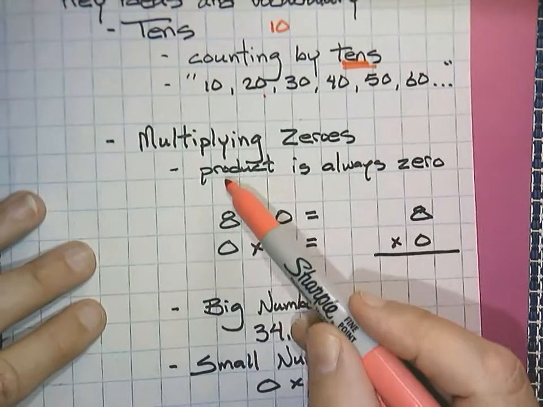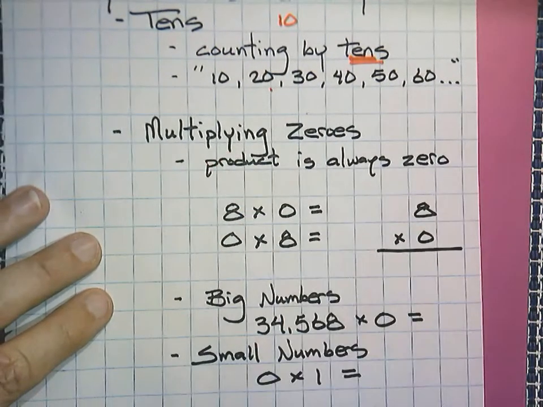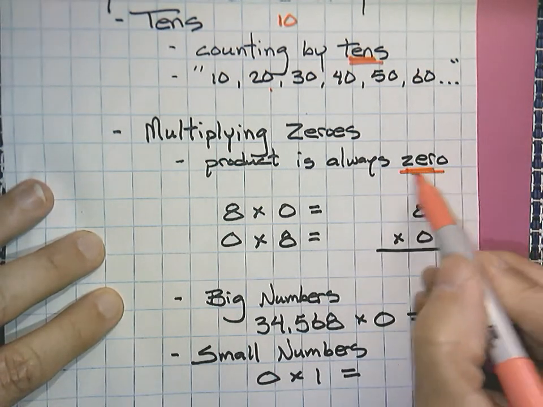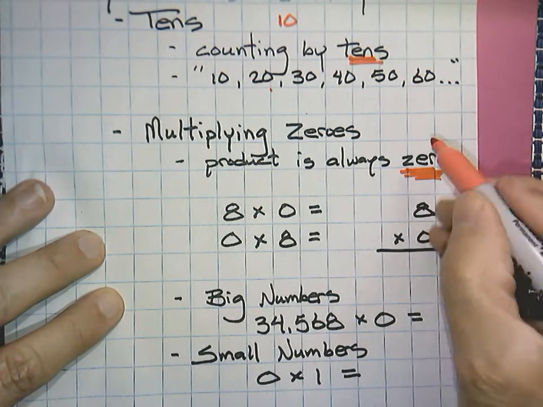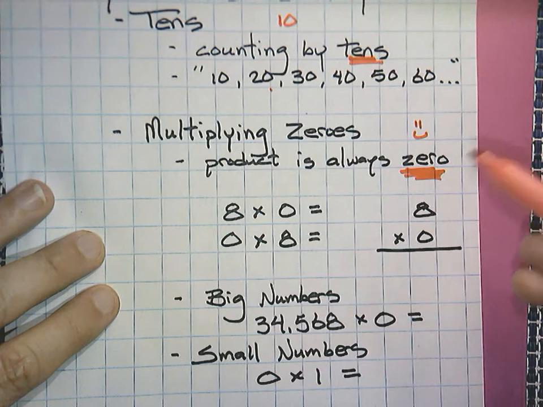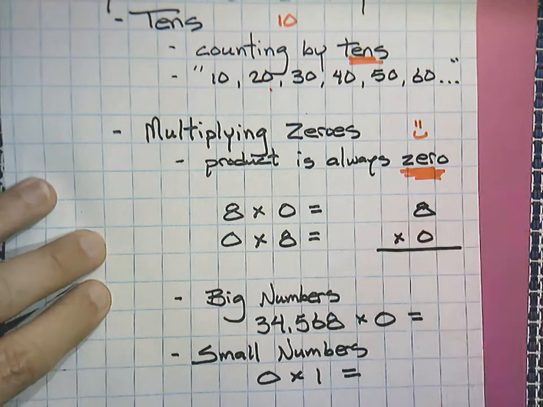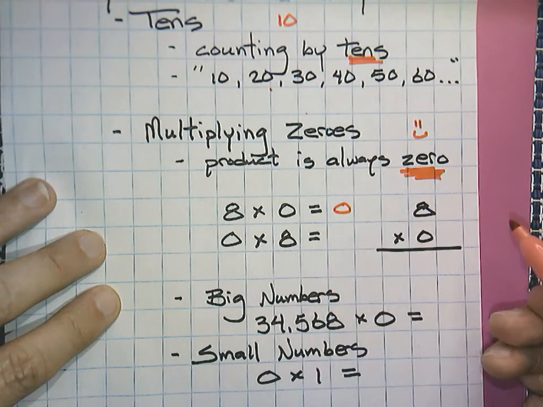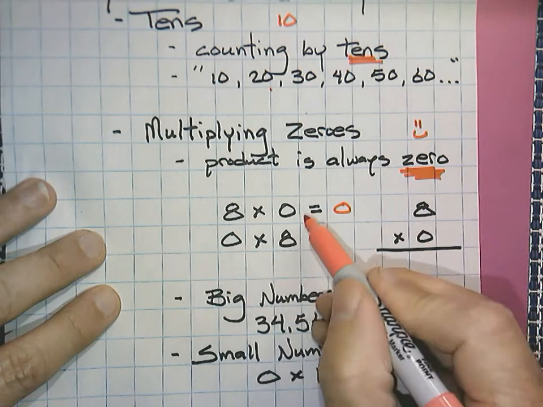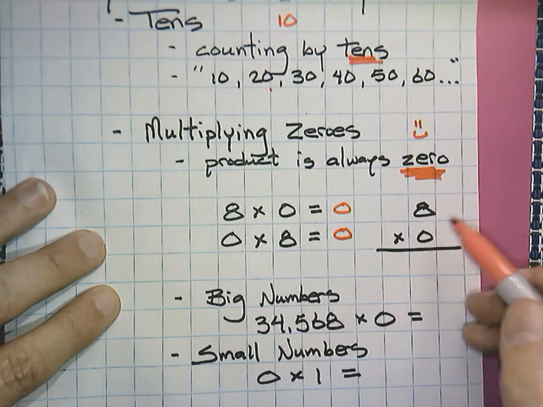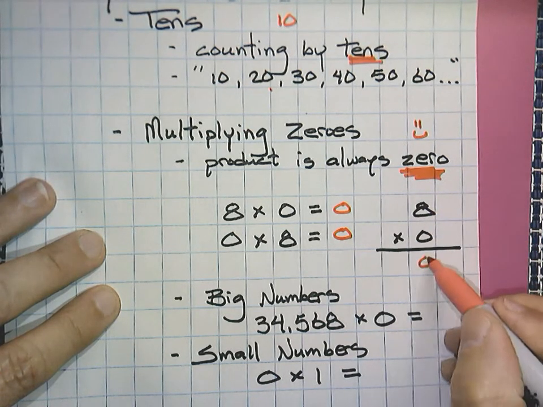Just a reminder that when you multiply any number by 0, your answer, your product, is always 0. That's a good thing, by the way, because these problems really are easy. But sometimes some of the young people get turned around on that. So for example, 8 times 0 is 0. And if you have the 0 first or last, it doesn't matter. It's still going to be 0. If it's on top or bottom, 8 times 0 is still 0.